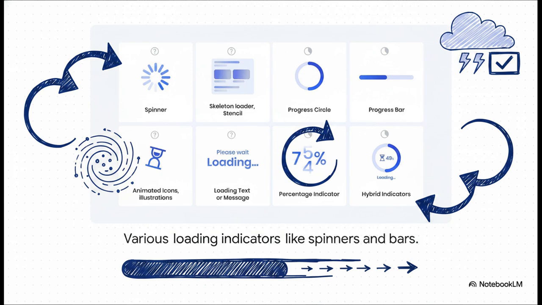You see this constantly online. Good feedback takes the form of those familiar loading spinners, progress bars, and percentage indicators. When you submit a web form, a progress circle immediately assures you that the system is processing your request. Without it, you're just left staring at a static screen, guessing if your click actually worked or if you're going to have to hit submit a second time.